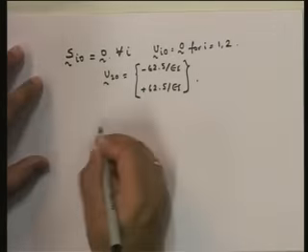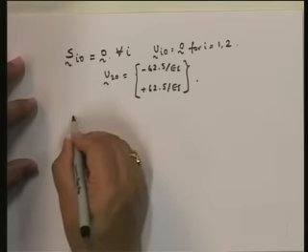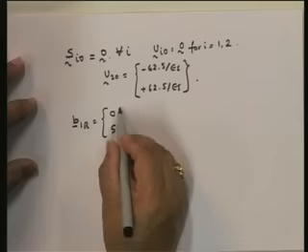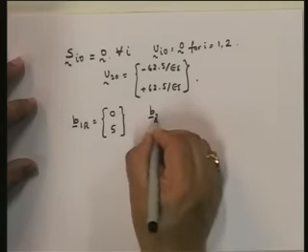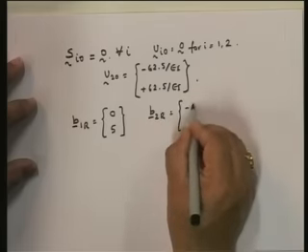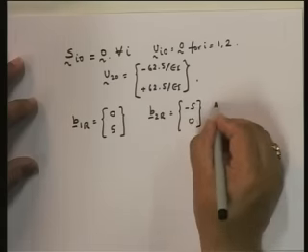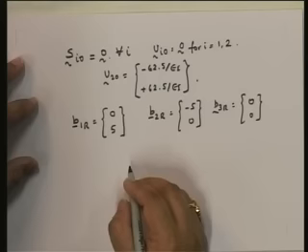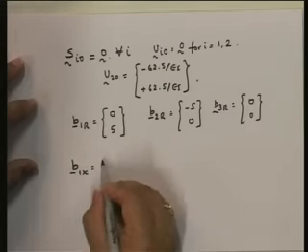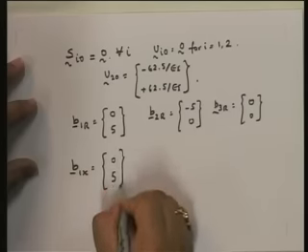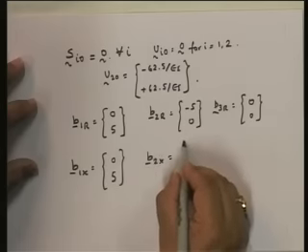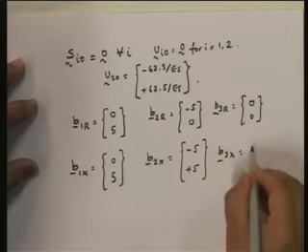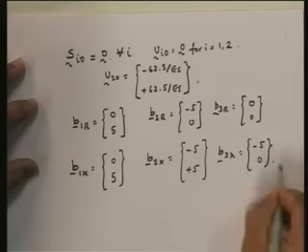Now what I need is my B. So B1R is equal to 0, 5, B2R is equal to minus 5, 0, B3R is equal to 0, 0, B1x is 0, 5, B2x is equal to minus 5, plus 5, and B3x is equal to minus 5, 0.